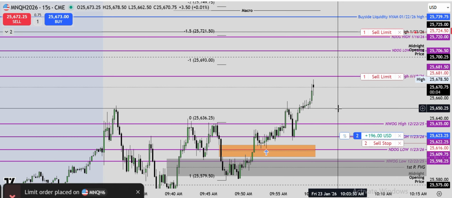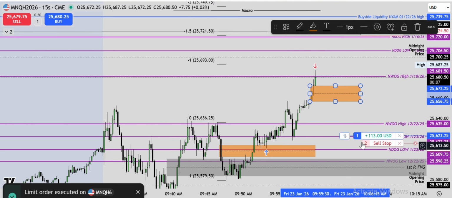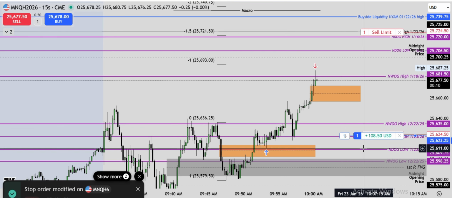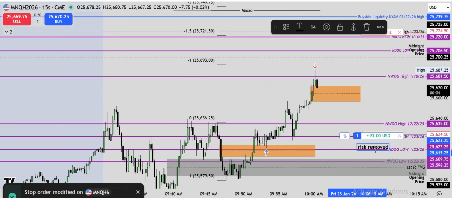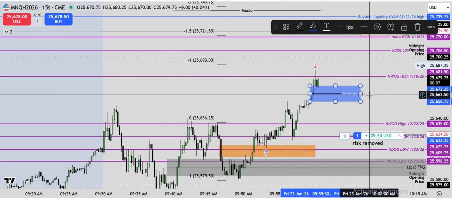I figured that would be a nice place for a partial, and there you can see me add my final target for the London high, and there I go. I adjust my stop, risk removed. So regardless of what happens in this trade, I am 100% profitable.